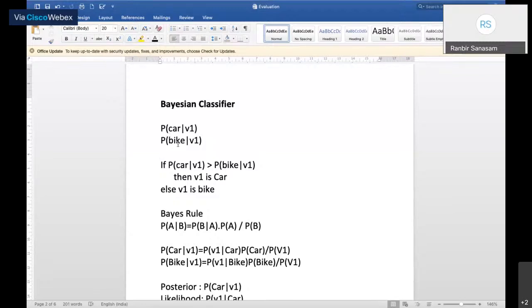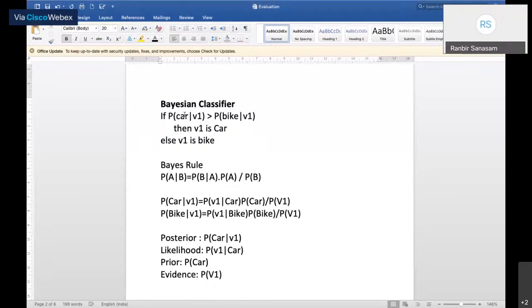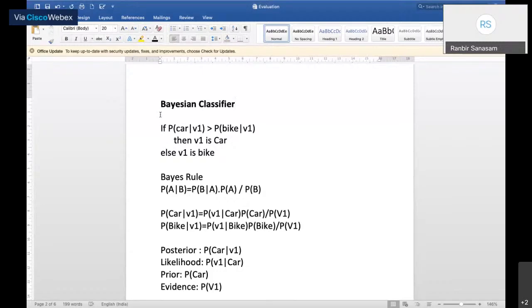If the probability of getting car is larger, then vehicle V1 is car. If bike is larger, then V1 is bike. This is what we are going to do. This is the Bayesian classifier. So if the probability of car given V1 is larger than the probability of bike, then it is a car, otherwise it is a bike. So this is the Bayesian-based classifier.